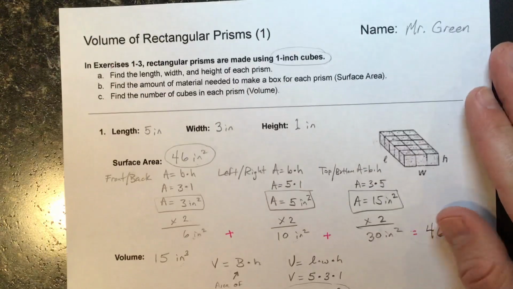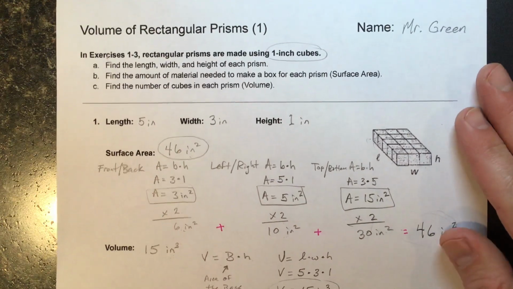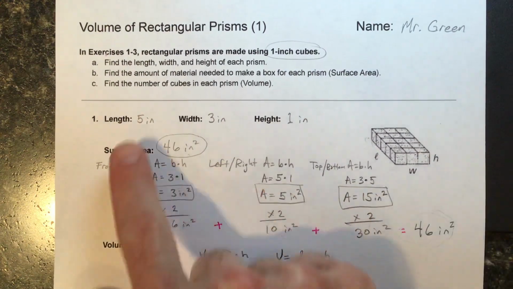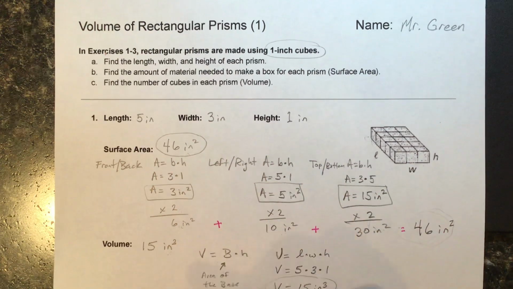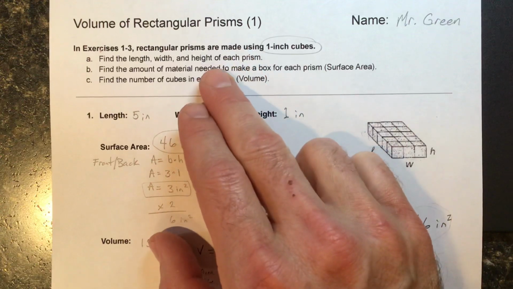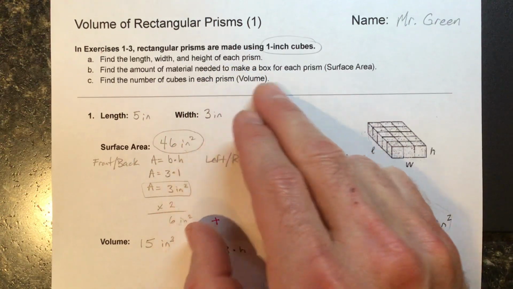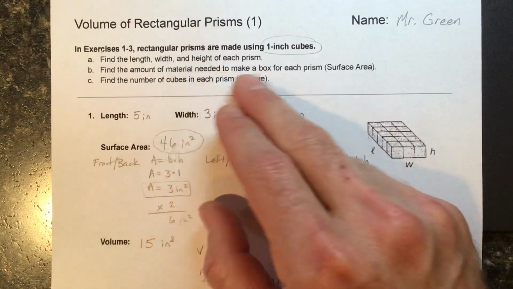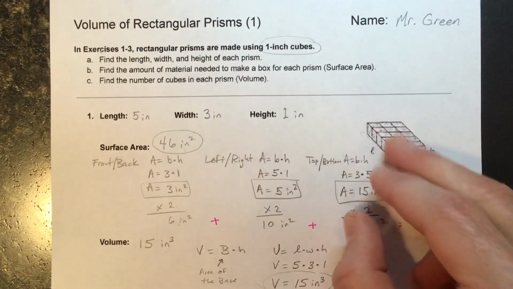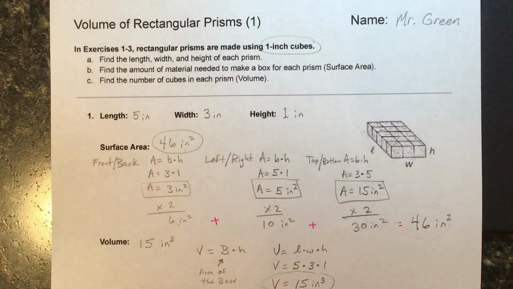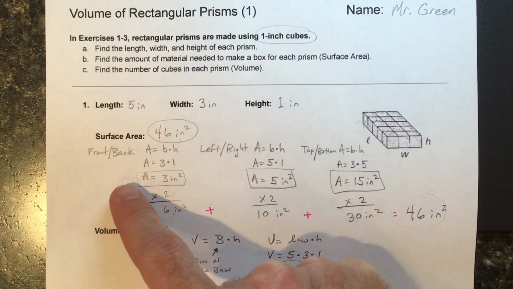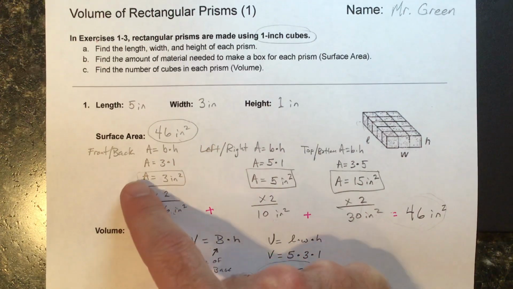So I did some of these with you yesterday in the video where I was explaining volume. We identified the length, the width, and the height for this number 1 here. And then we found the surface area, because it next says find the length, width, and height, find the surface area, or how much it would take to make a box around it, that's like wrapping paper, right? And then find the number of cubes in each one of these prisms, and in this case that means volume, right? So to find the surface area, that hasn't changed from everything we've been doing for the last week or so, actually more than that.